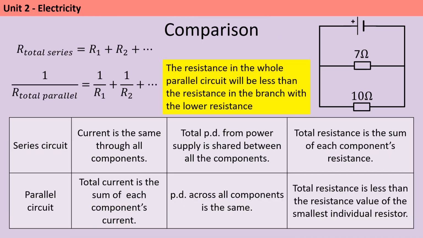Whereas in a parallel circuit, the total resistance is less than the resistance of the smallest individual resistor. To actually work out what it would be, we say that 1 divided by the total resistance is going to be 1 divided by each of the individual resistances added together. But basically the most important thing is when you add up all of those together, you're going to find out that the overall resistance is less than that of any individual resistor.